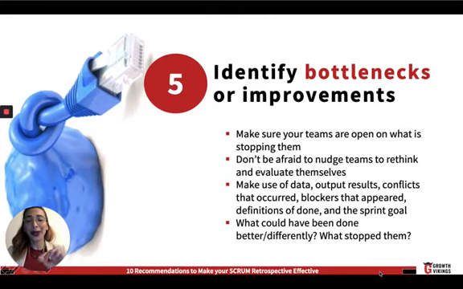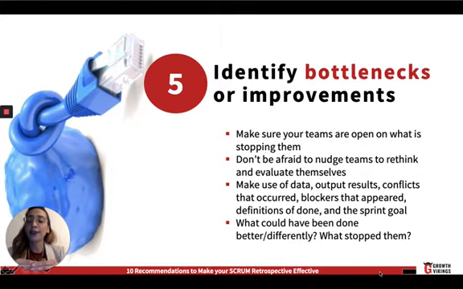The fifth recommendation is identify bottlenecks or improvements. You should encourage team members to openly discuss what is stopping them, to label those things that are stopping them, to map them out, to identify them. Don't be afraid to nudge them.